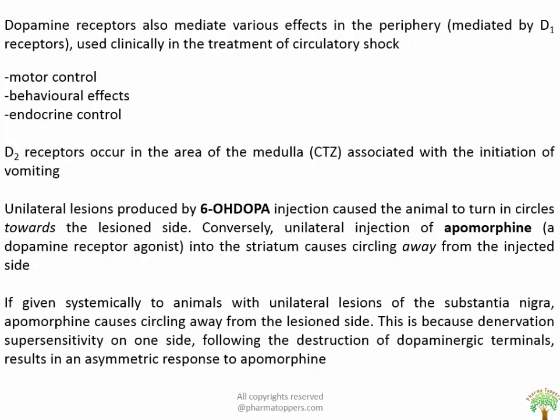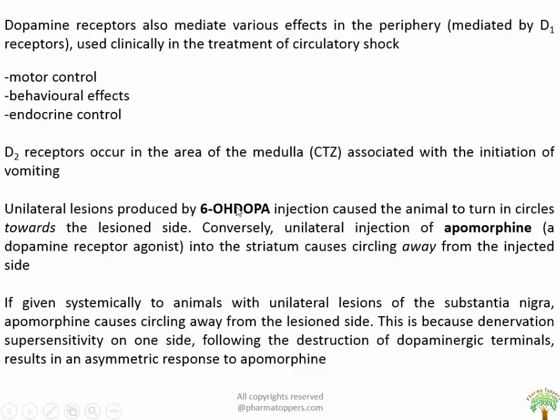So here you could see the motor control is regulated by the nigrostriatal region. Behavior effect is controlled by the mesolimbic and the mesocortical system, and endocrine control is controlled by the tuberohypophyseal system. So friends, also it was found that the D2 receptor is involved in the initiation of vomiting because of the trigger in the chemoreceptor trigger zone, which is a place in the medulla of the brain.